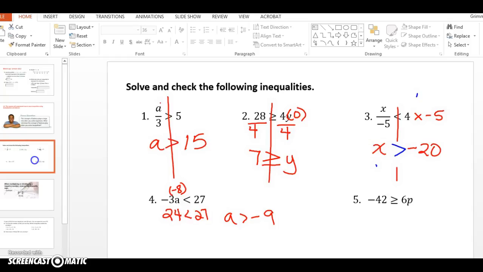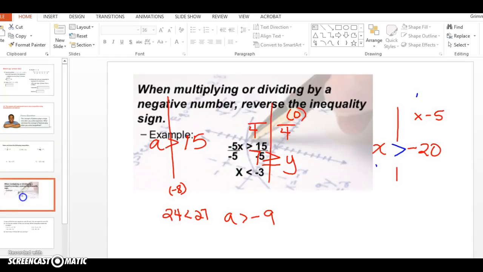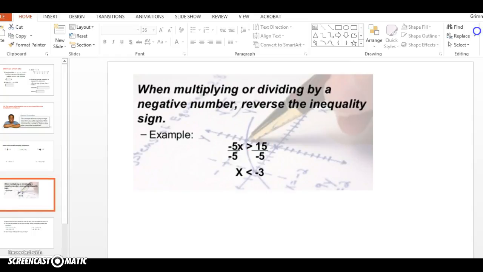Okay, we got one more to do, but here's the slide right here. On the next slide, I wrote it out for you. When multiplying or dividing by a negative number, reverse the inequality sign. And here's your example. If you divide by this -5, this thing has to reverse. And the same thing for multiplication, if it's multiplication of a negative number.